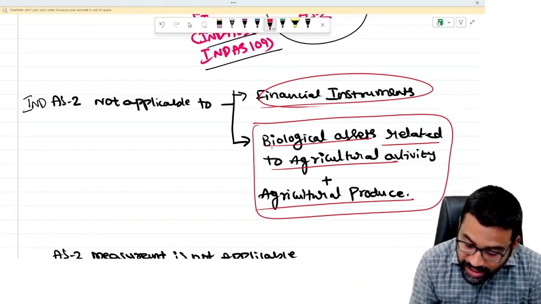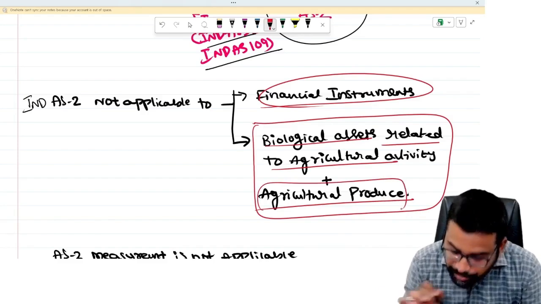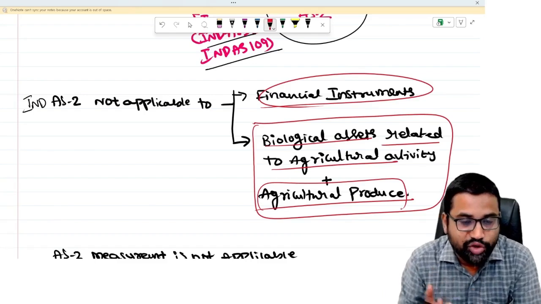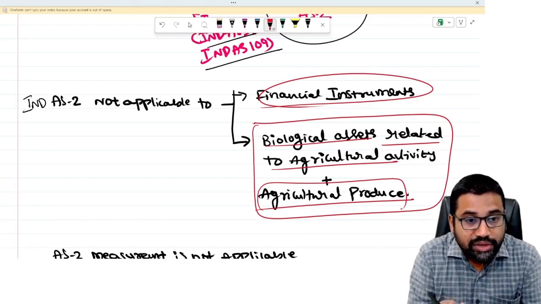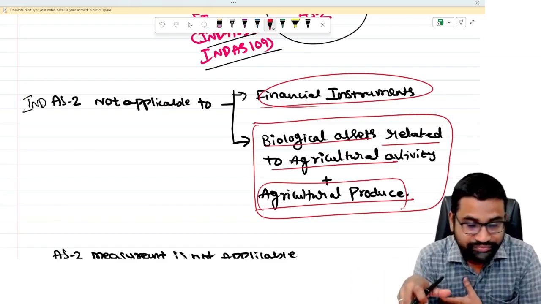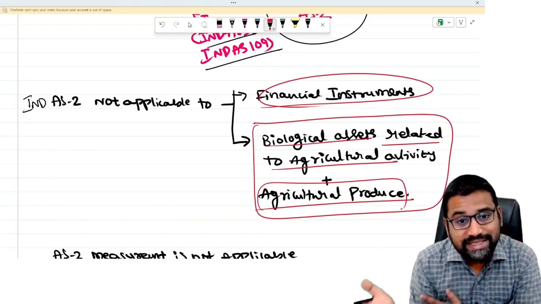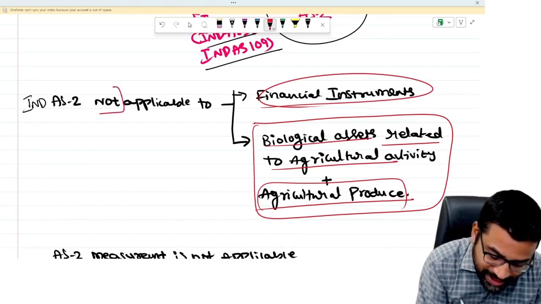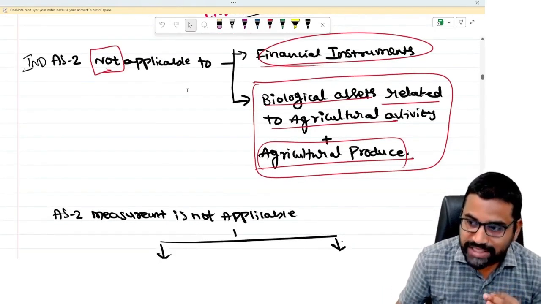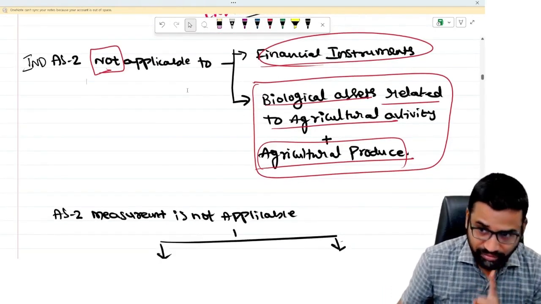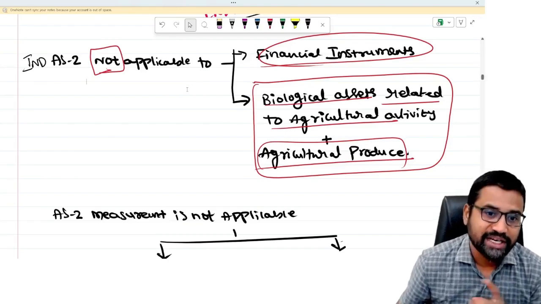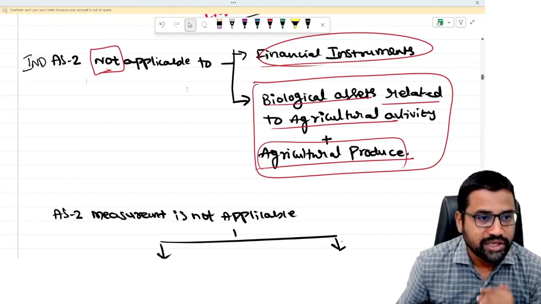And also any biological assets relating to agriculture produce. Suppose, for example, any agriculture produce like paddy. Relating to this agriculture produce, whatever biological assets you are using, for them also there is a separate standard. So Ind AS 2 is not applicable. So in scope, first you need to learn that Ind AS 2 is not applicable to financial instruments because there is a separate standard. Second, biological assets relating to agriculture activity plus agriculture produce.